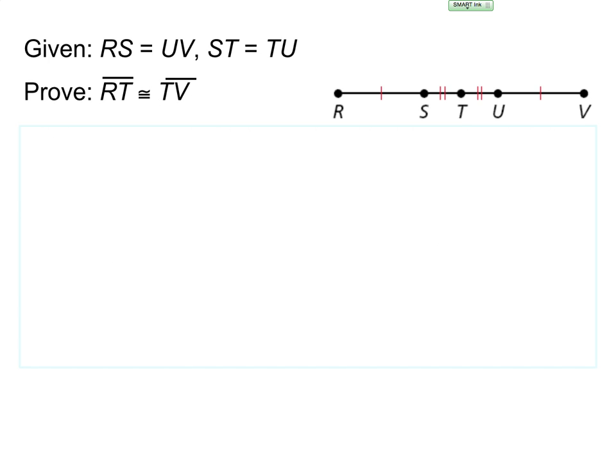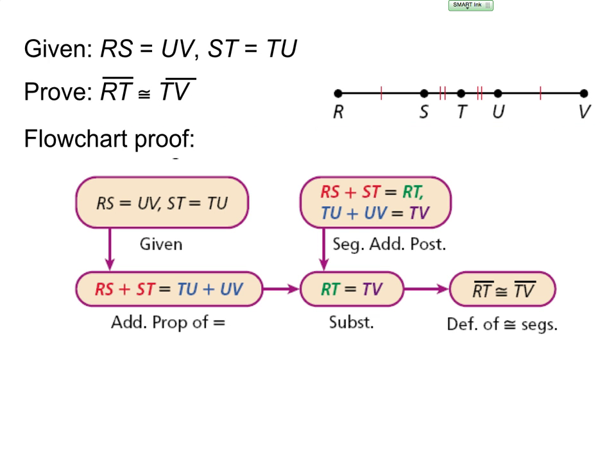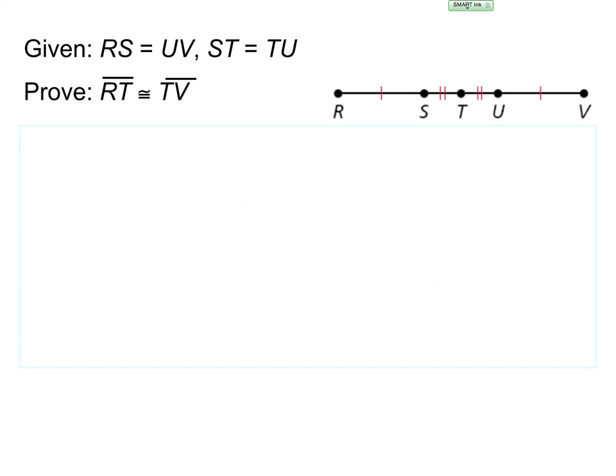So here is a different proof, and here's what the flowchart proof would look like. So this isn't the very same one that you had before. This is a different one. So let's go back to what you're given and what you're going to prove. I'll show the flowchart there in a little bit again.